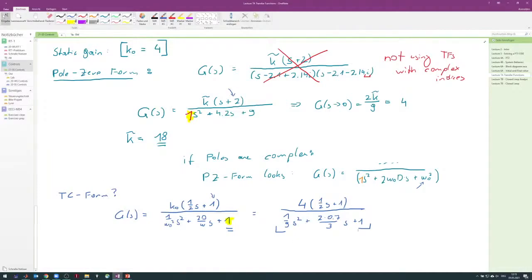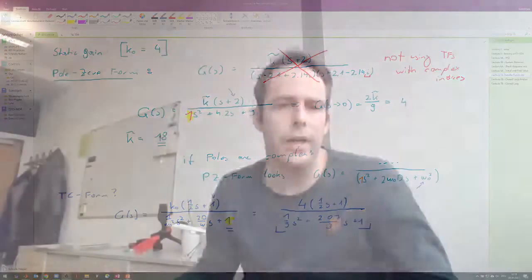Okay? So really, if this was too fast, yeah, 4. You can look over it step by step after the lecture. It's really not that hard, right? The only important thing is that you're able to solve second order polynomials with the midnight formula, and then have these three forms in mind, and always check the static gain.